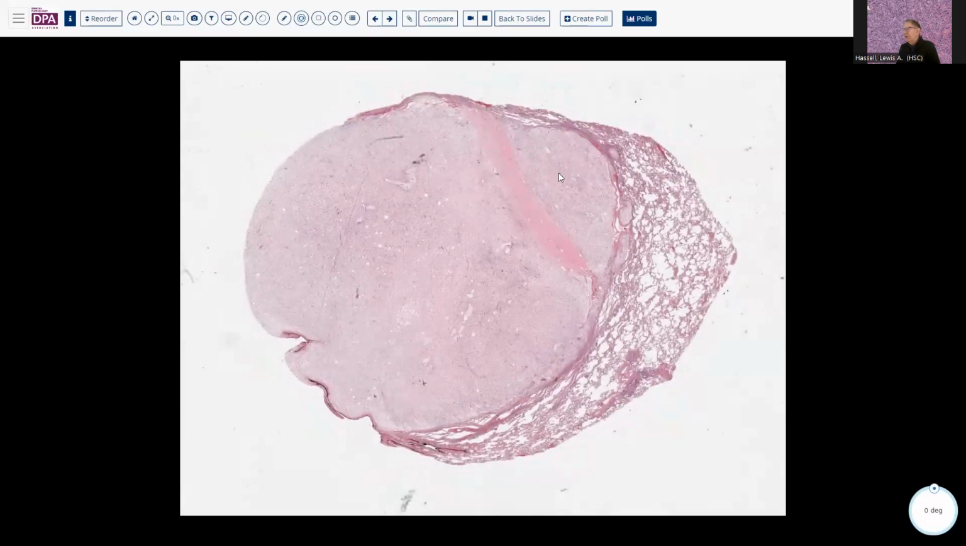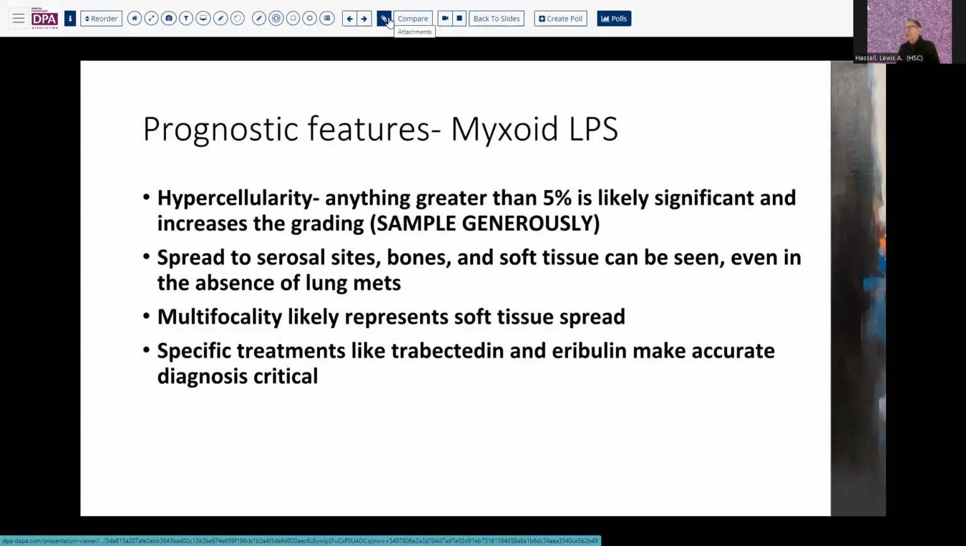And here's a lesion that has obviously metastasized to the lung. They do not occur primarily in the lung. So what are the prognostic features that we're thinking about? Well, areas of hypercellularity, especially anything more than 5% of the tumor being hypercellular. And by hypercellular, we mean those areas where it's not predominantly myxoid, where it's predominantly the round cells or the lipoblastic type cells. And this underscores the importance of doing generous sampling with this tumor.